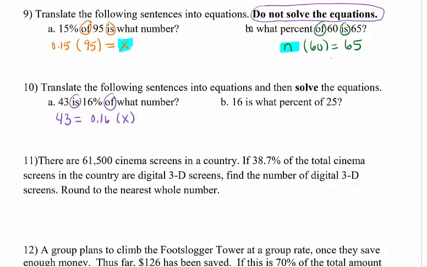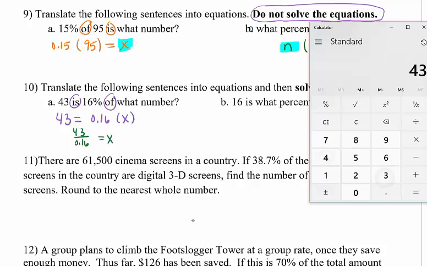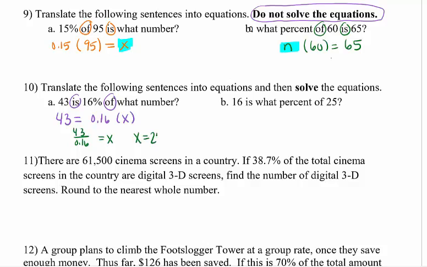That's my equation. To solve this equation, which is back from module 1, we divide both sides by 0.16. So I'm going to use my calculator in the test. So 43 divided by 0.16, press equals. So my answer here is 268.75. Now this is where you need to read it carefully. Did they ask you to round it or is it an exact piece?